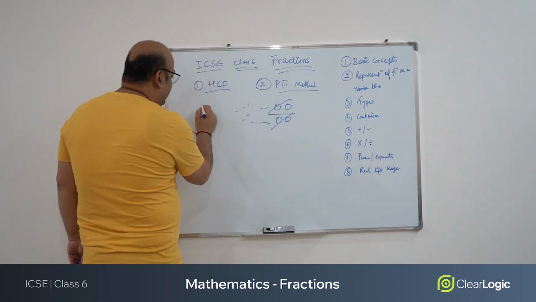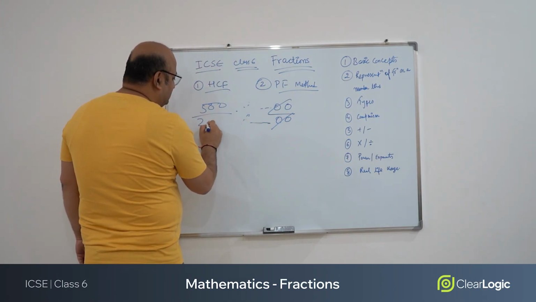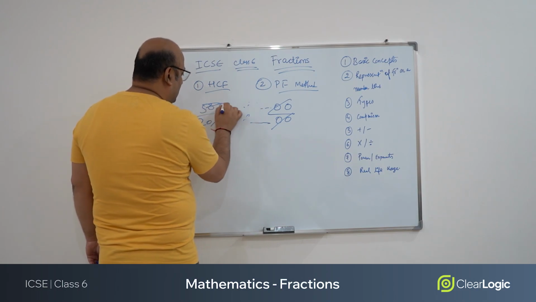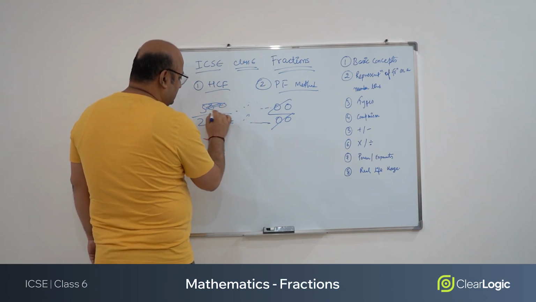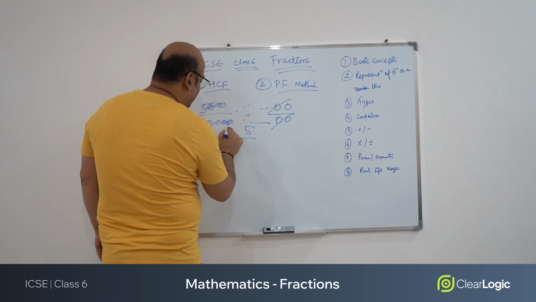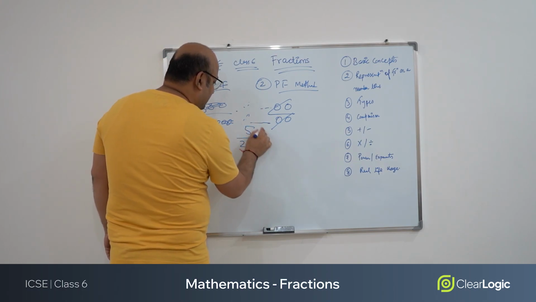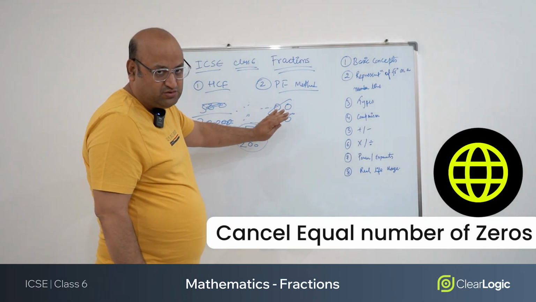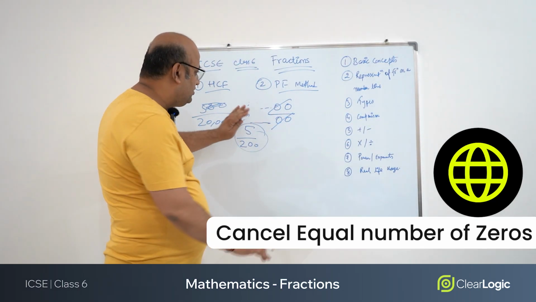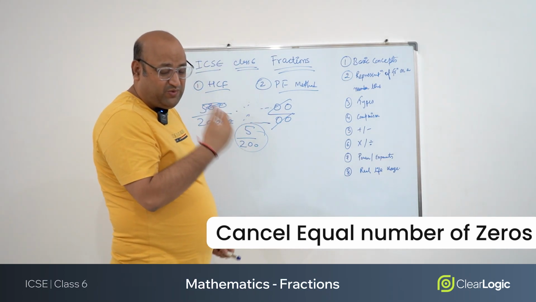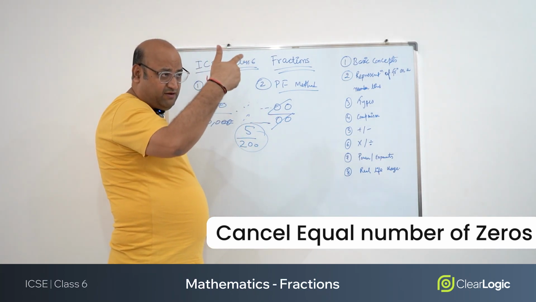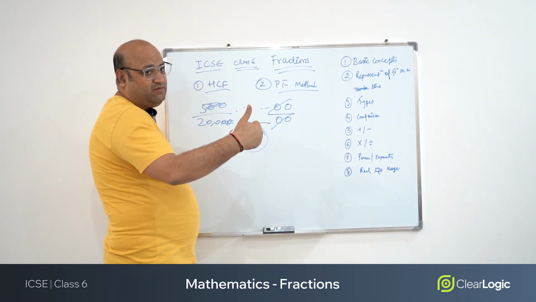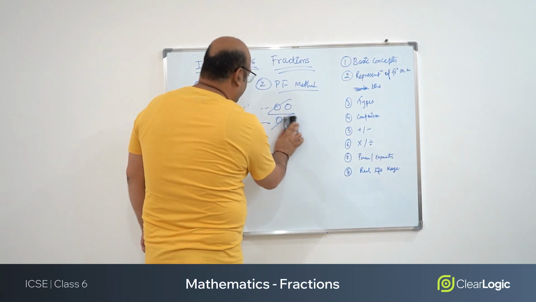For example, 500 divided by 20,000, right? So only 2 zeros will go with this. So we'll get 5 out of 5 and 200 here, right? So first you just cancel all the zeros, an equal number of zeros. Actually, what we are doing is, we are just cancelling 10 out of 10, right? 2 into 5, two prime factors from numerator and denominator each.